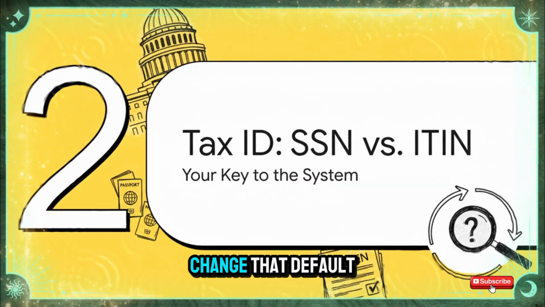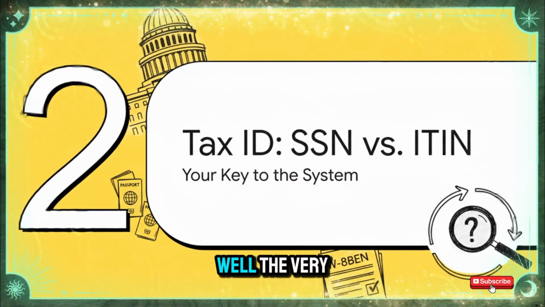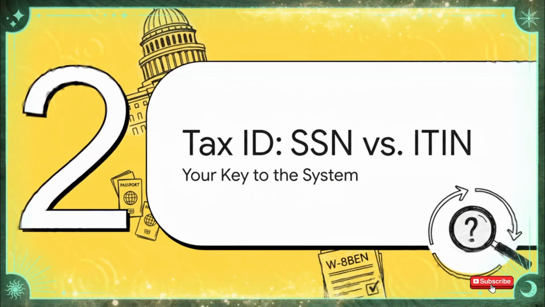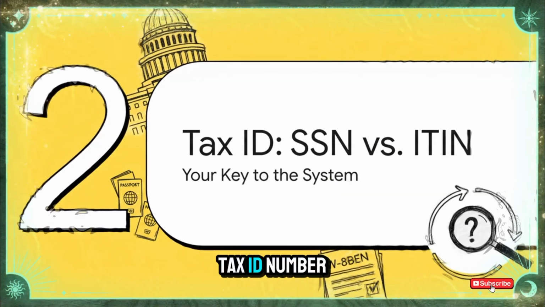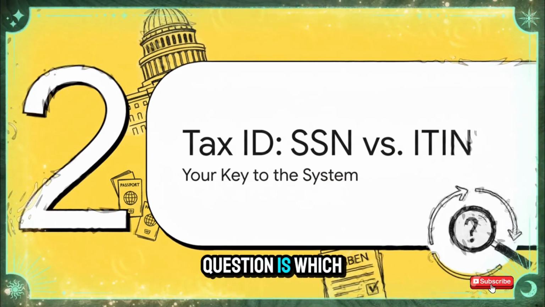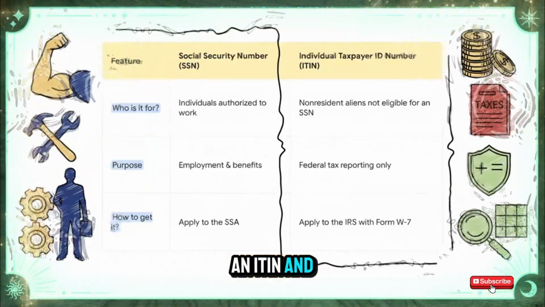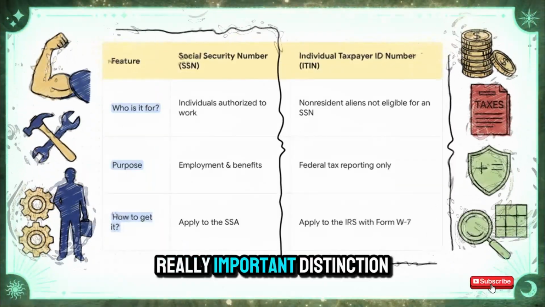So how do you change that default setting? Well, the very first thing you need is a key to even interact with the system, an official U.S. tax ID number. But the big question is, which one do you need? An SSN or an ITIN? And this is a really, really important distinction.